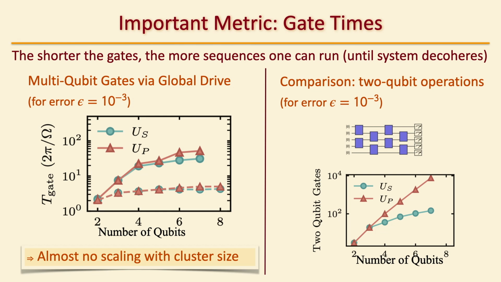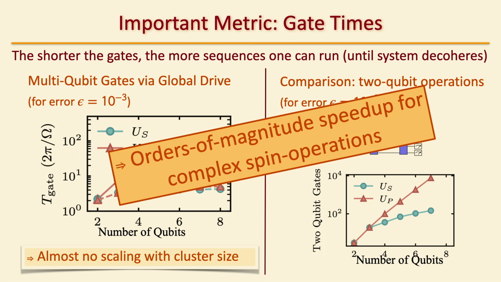Of course, if we encode that in 2-qubit operations, here we have to count gates rather than gate times, but it's nevertheless a reasonable comparison. We see that for the same number of qubits, this basically increases exponentially. So at this point, we already have an order of magnitude speed up for our system.